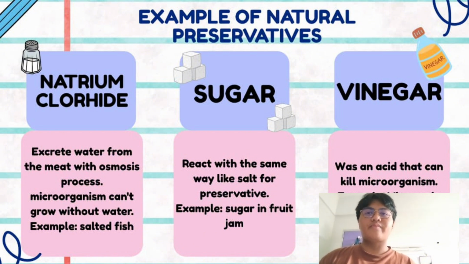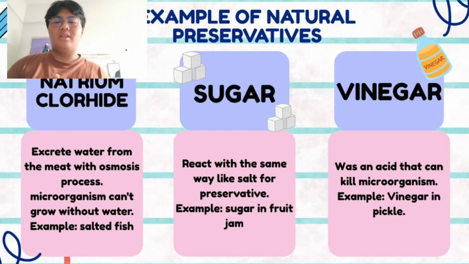Second is sugar. Sugar reacts the same way as salt for preservation. For example, sugar in fruit jam. That's why many fruit jams can last long, because they have sugar in them. Third is vinegar. Vinegar is an acid that can kill microorganisms and stop them from growing on the food. For example, vinegar is used in pickle. That's why pickle can last long, for a month.